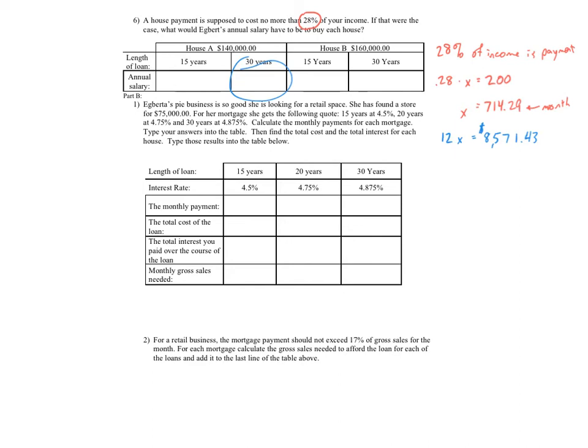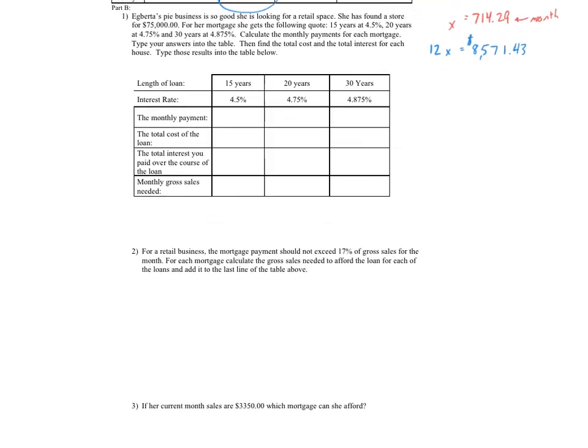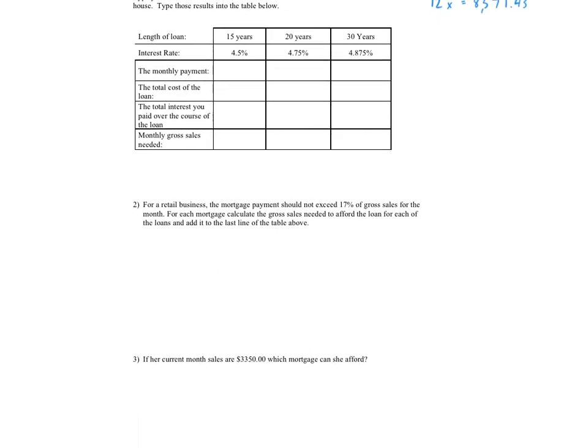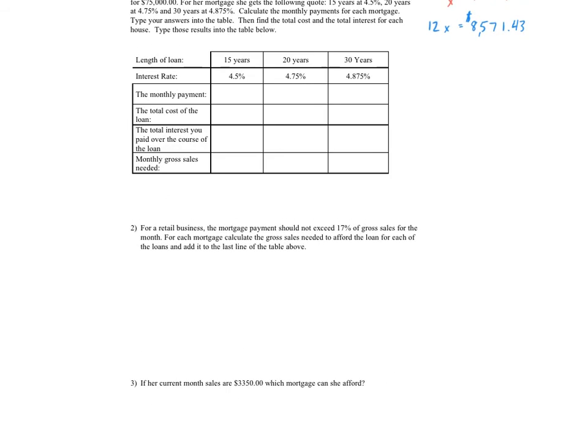Now for part B, same idea. You get the monthly payment in the spreadsheet, you multiply to get the total cost of the loan, and then you subtract to get the total interest. For this bottom box here, you won't be able to fill that in right off the bat. The pages got a little bit messed up, and I didn't notice until after it was already in my MyMathLab. Question 2.